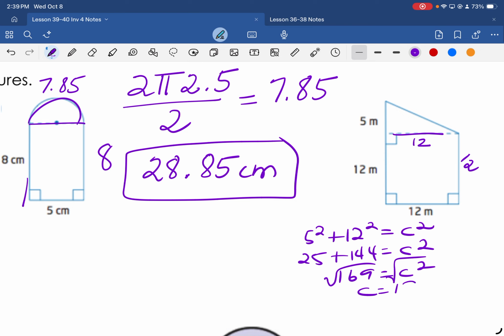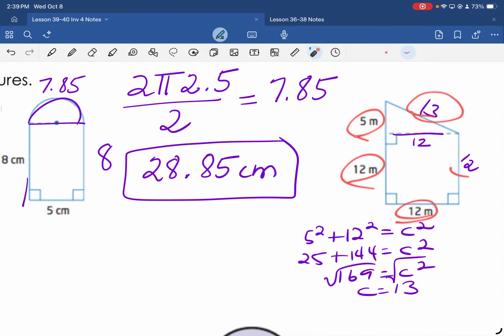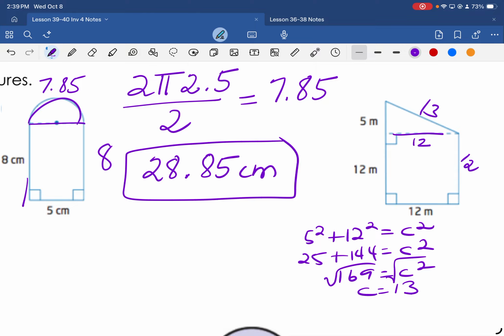Very good. So she found this hypotenuse to be 13, and now we can add up all these sides. Logan, what did you get whenever you added up all those sides? 54 meters. 54 meters.